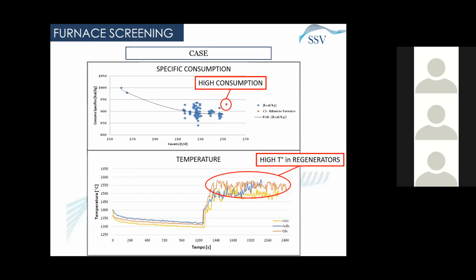I want to talk about a small case study in order to explain better. In this case, we were making a thermal balance for this furnace. In the first plot, as you can see, is a comparison of the specific consumption of a furnace against the pull rate on the x-axis. And the red point, as you can see, is the specific consumption measured during the thermal balance activity. As you can see, it's quite high compared to the others, which are the usual values.